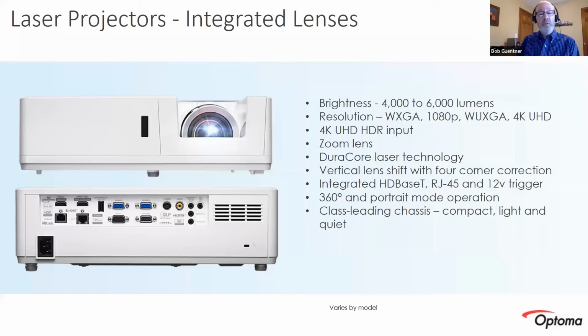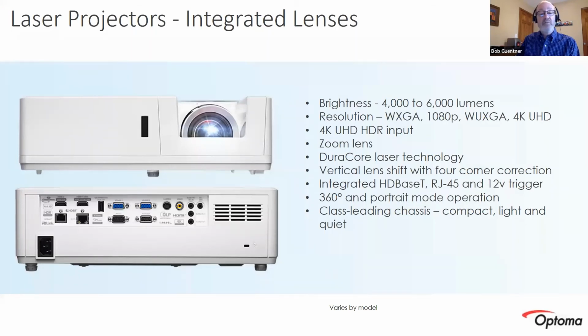Other features include HD-Base-T for simplified connections and long cable runs. Most Optoma projectors feature RJ45 inputs for command and control and a 12-volt screen trigger as well. 360-degree and portrait display are available on many of these products. This allows projectors to display at virtually any angle. For instance, you can shoot up at the ceiling, or on the floor. Also, many of the projectors can display images in both landscape and portrait orientations.